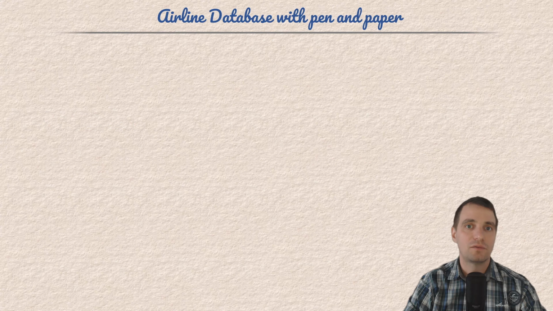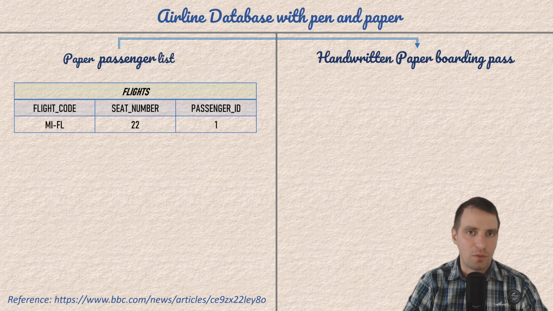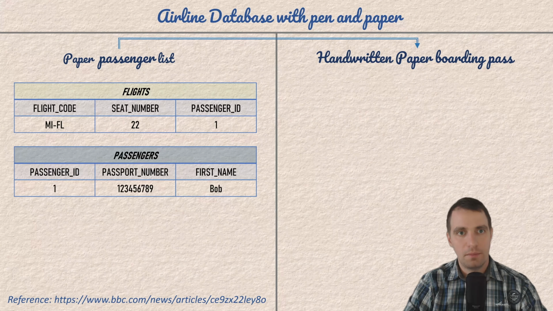An article from BBC News from 2024 describes an IT outage that forced an airline company to use a paper passenger list to issue a handwritten paper boarding pass. I want us to think about the information that was stored on the paper passenger list. It must have contained some information about flights and some information about passengers.